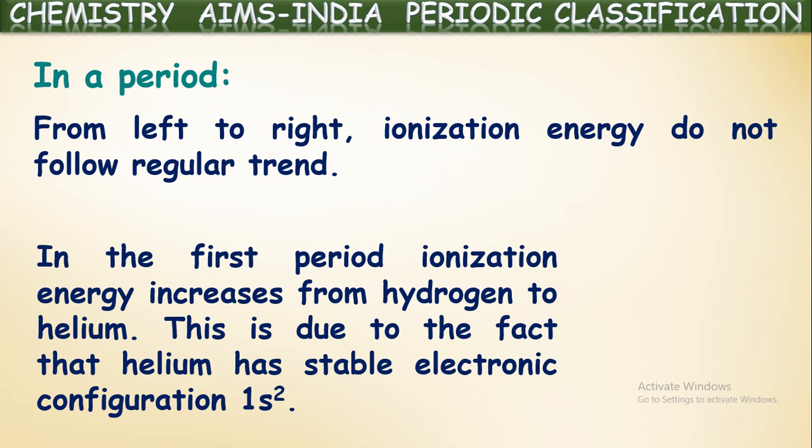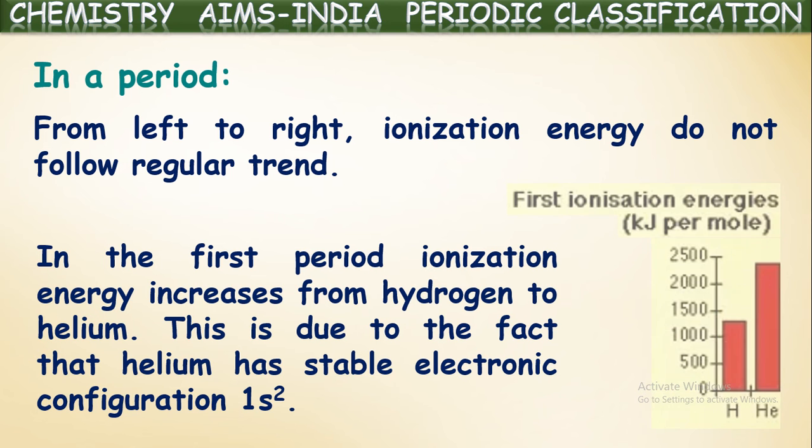For example, in the first period, ionization energy increases from hydrogen to helium. Why? Because helium is attaining a stable electronic configuration, a noble configuration, the duplet configuration, that is 1s2, isn't it? Because of that, helium will be more stable and hence ionization energy is much greater for that. So from hydrogen to helium it gradually increases. So the generalized point is accepted in the first period.